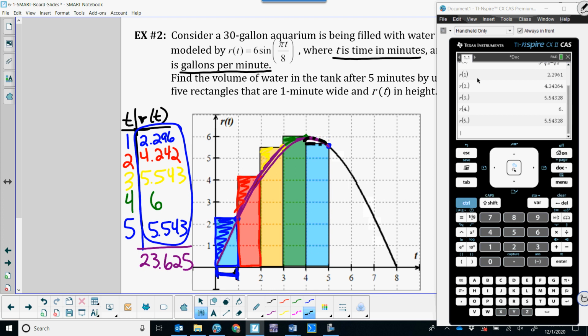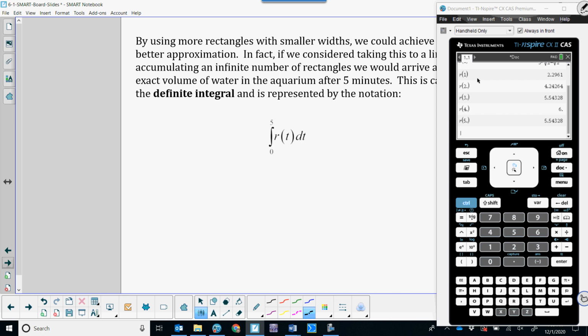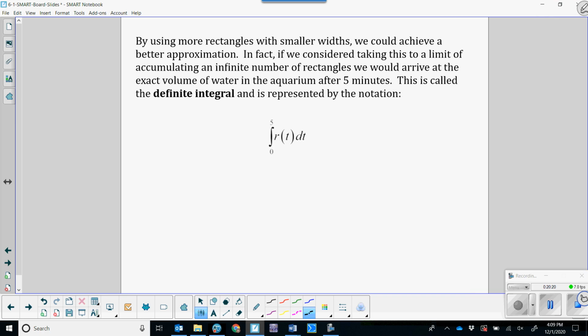And if we just kept making smaller and smaller and smaller rectangles, as they went to the width being 0 or the number of rectangles going to infinity, then we would have exactly that curve underneath. And so that's the idea. Basically, we're going to take the limit, and we're going to look at that too, but we would get the exact amount, okay?